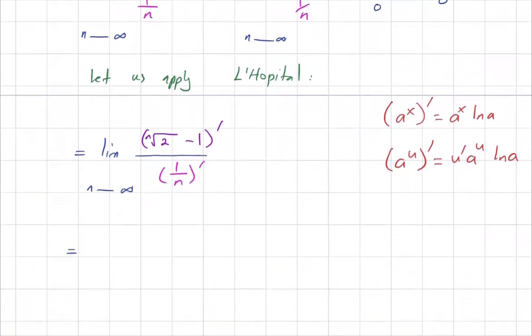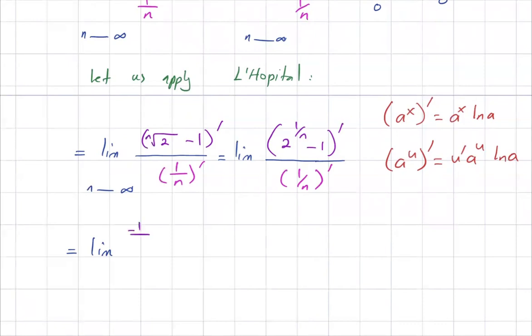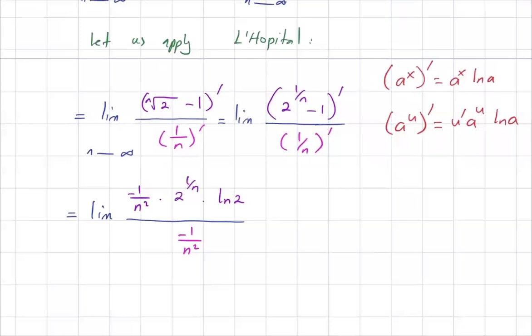You end up with the limit of, and let me write this into the form of the power. So you see we have 1 over n, and we are taking the derivative and dividing by the derivative of 1 over n, which becomes the derivative of 1 over n is negative 1 over n squared times 2 to the power 1 over n times ln of 2, divided by the derivative of 1 over n, which is again negative 1 over n squared, as n goes to infinity.